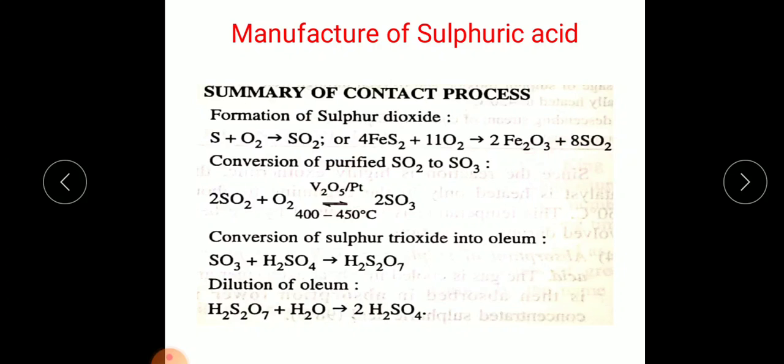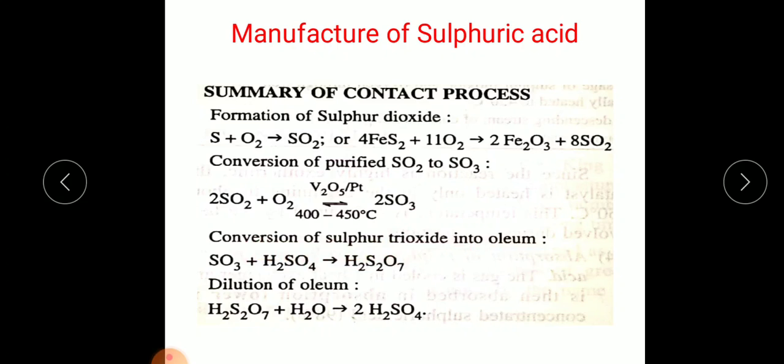Now this sulfur dioxide that is formed is converted to sulfur trioxide, conversion of purified sulfur dioxide to sulfur trioxide, and this can be done by treating sulfur dioxide with oxygen in presence of vanadium oxide or platinum at a temperature of 400 to 450 degrees Celsius to form sulfur trioxide.